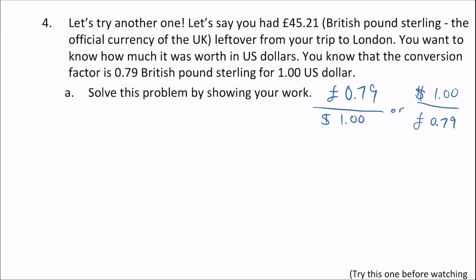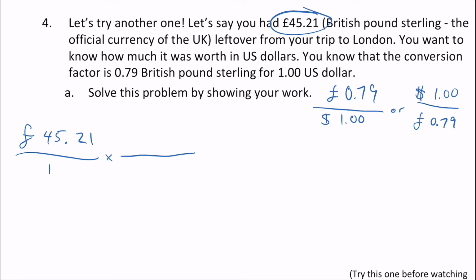What do we start with? Well, this is what we're starting with because it says, let's say you had 45 pounds, 21 pence, and we want to convert it over. So let's start off with that. 45 pounds. And then the change, instead of saying cents, they say pence. So we have 45 pounds, 21 pence over 1.